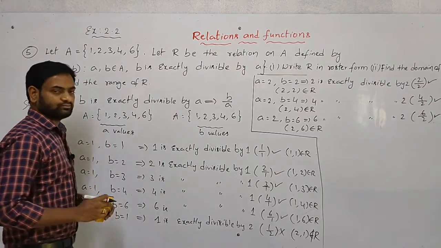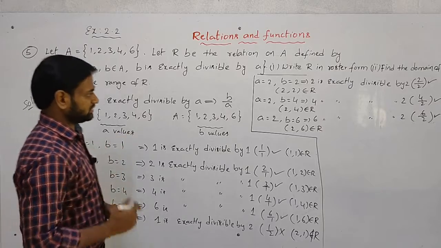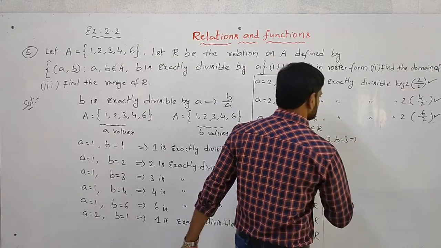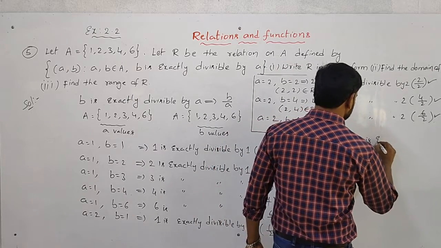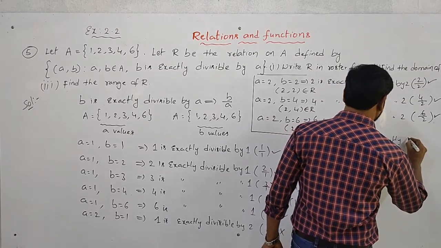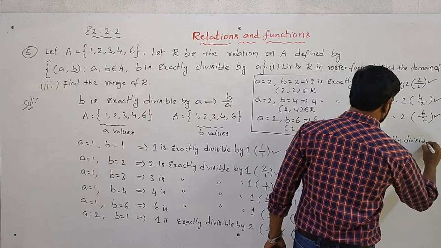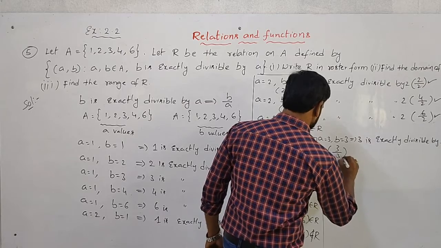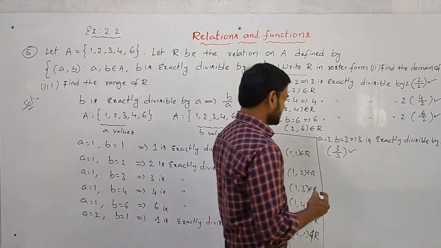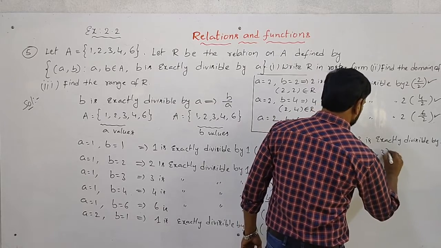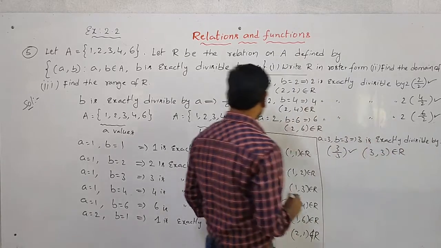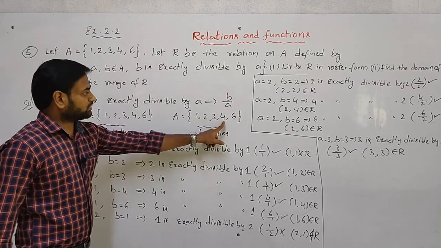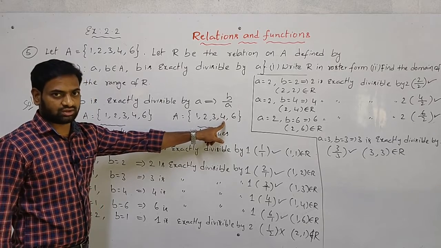3, 3. Yes. 3 is exactly divisible by 3. So A value is 3. B value is 3. So 3 is exactly divisible by 3. So it is 3 by 3. Yes, possible. One time cancel. So it is possible, 3, 3 belongs to the relation. Next 3, 4. Is it possible? 4 is exactly divisible by 3. It is wrong. Don't take that one.